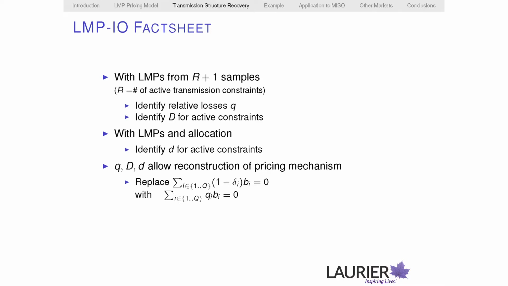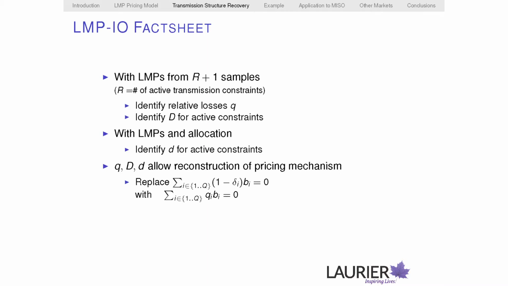Then you can identify the relative losses and D for the active constraints. If you also have the allocation data, then you can identify the capacities for those active constraints. And using those 3 pieces of information, we can just replace the market clearing condition with the locational losses, and you can reconstruct that pricing mechanism using those constraints.